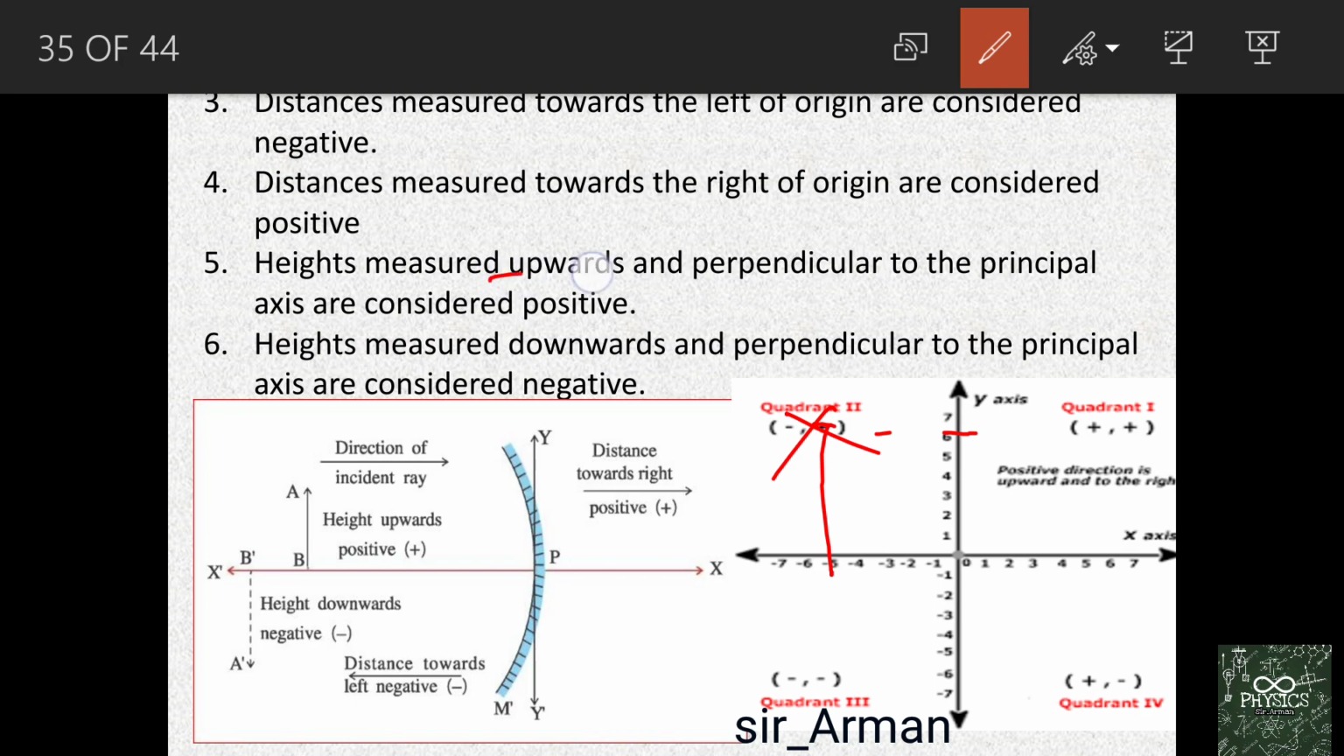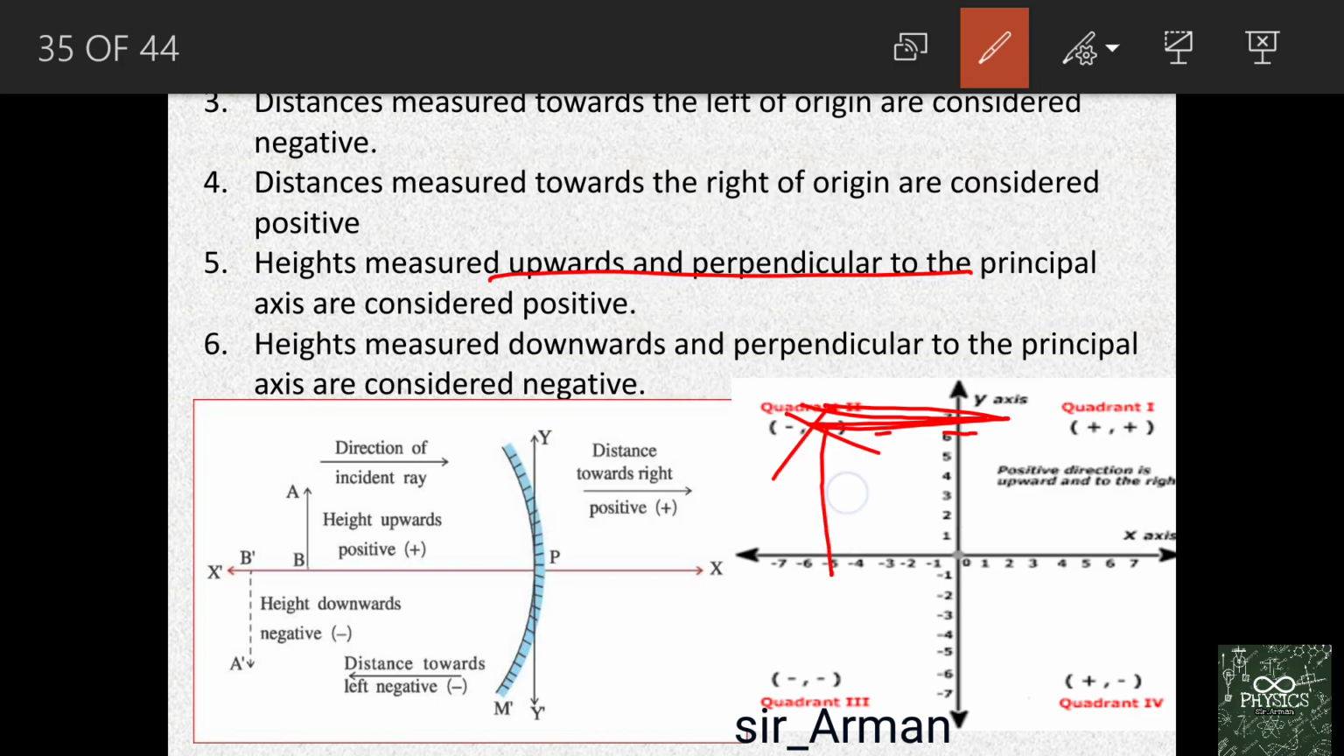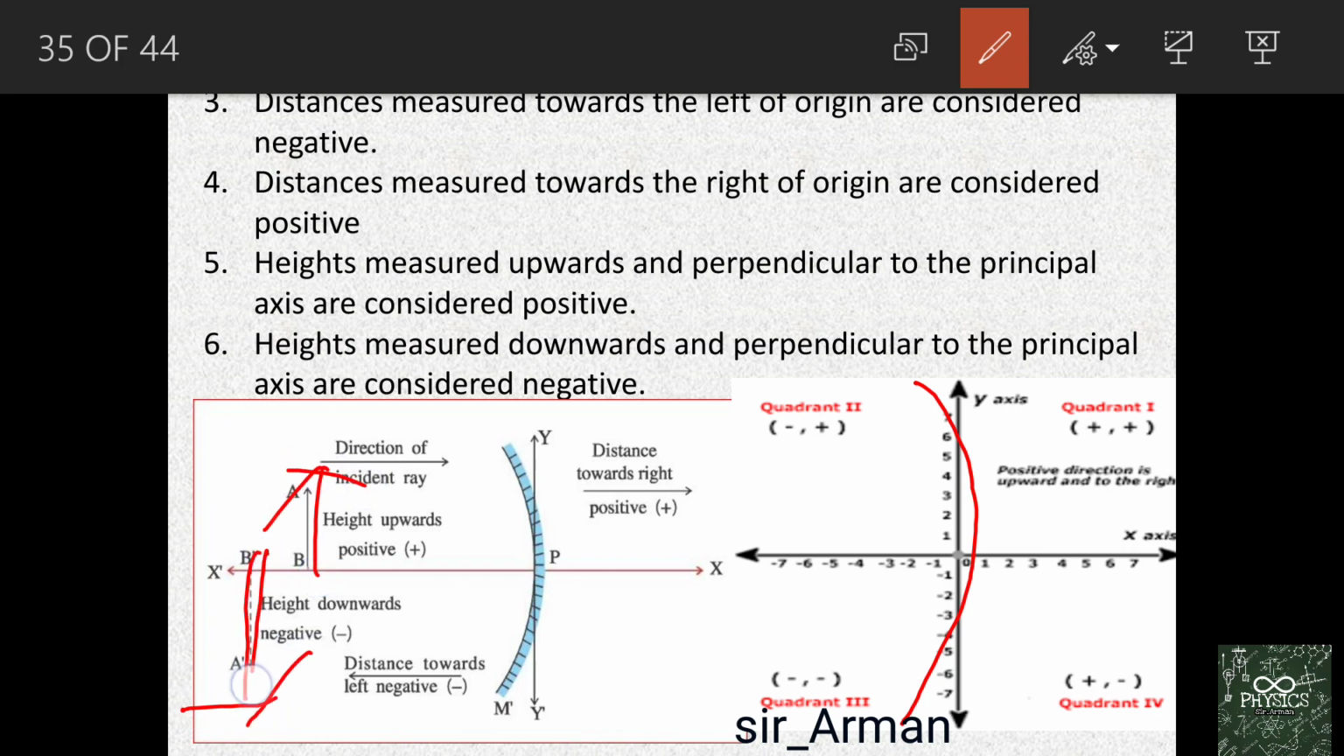Hence heights measured upwards and perpendicular to the principal axis are considered positive. That is this perpendicular, right? This height we have to measure. And heights measured downward and perpendicular to the principal axis are considered negative. Suppose I have placed here a concave mirror. So this is a concave mirror here also, and if I am placing the object here and I am getting an image here, so here I am getting it in the negative, its height is in the negative y-axis. So I have to consider the height as negative.